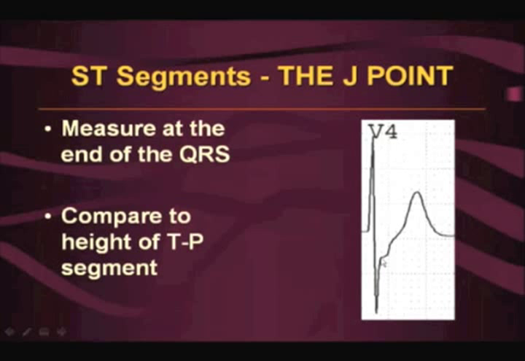Where the line starts to change its slope is the J point. So the J point is where the line starts to change its slope after the QRS, and you compare that level to the level of the TP, not to the PR, but to the TP. So I'm going to measure it right here, and I'm going to compare that to this TP. So this guy has like 1, 2, 3 millimeters of ST depression.